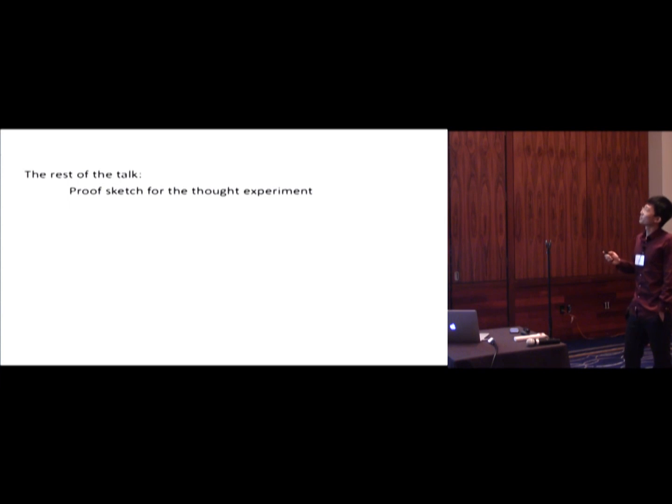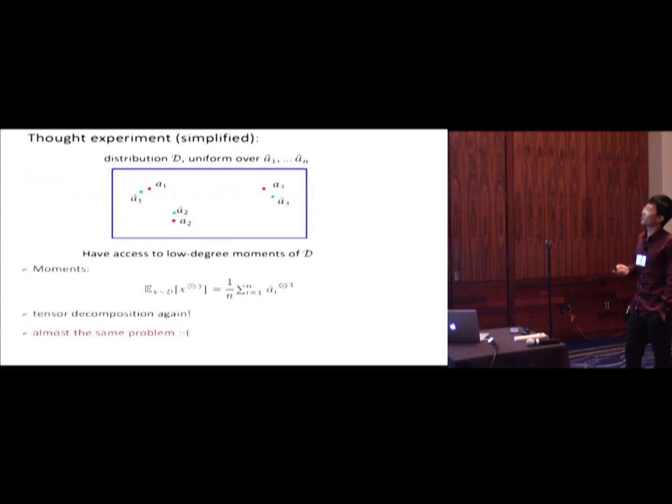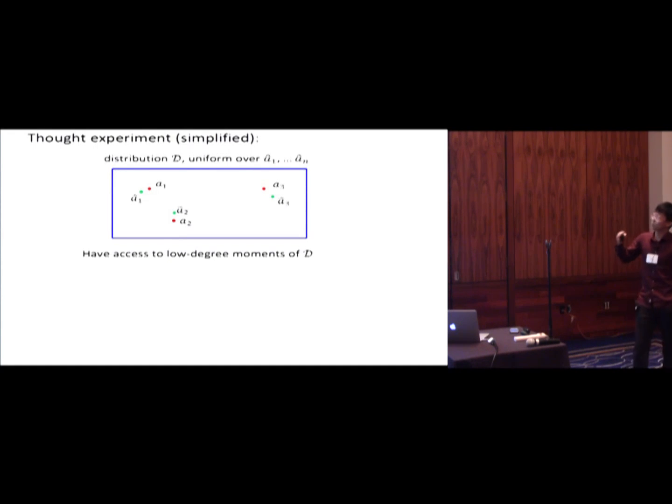Okay, so I guess this is also a good excuse to show a proof sketch for the thought experiment. Right. Okay, so here is the thought experiment for our problem. We have said that any feasible solution is close to one of these AIs, and let's just assume that we have a real distribution supported uniformly over A1 hat up to AN hat, and these AI hat are close to AI. And we have access to low-degree moments of the distribution. And we want to design an algorithm that gets A1 up to AN back.